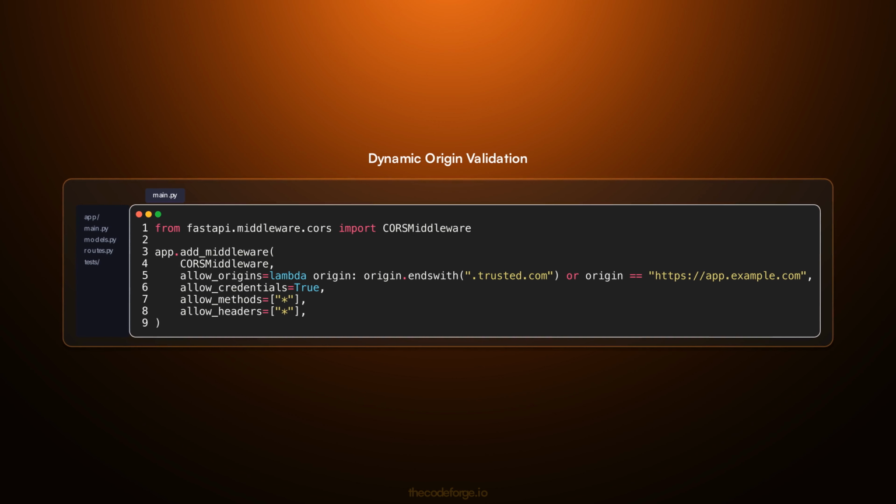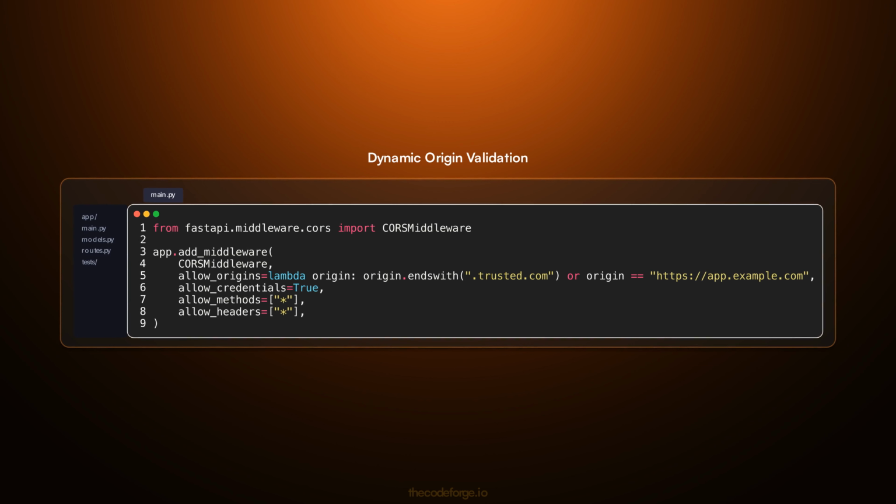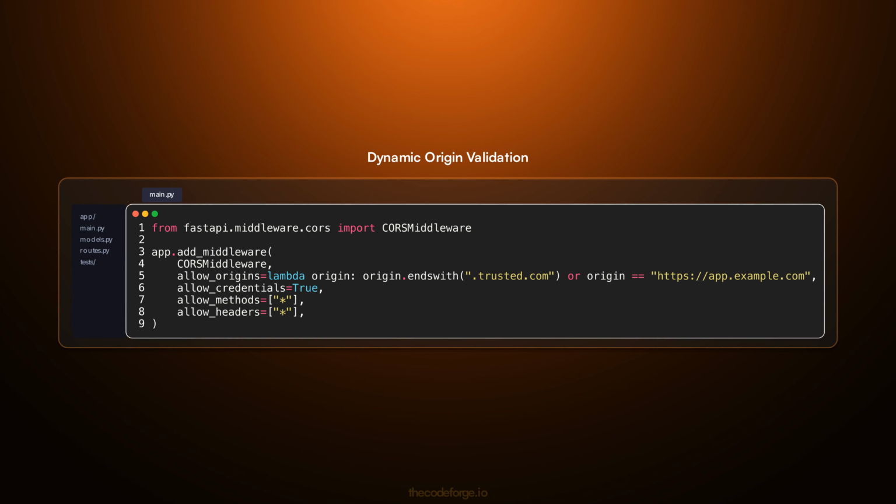When you need to allow origins dynamically, e.g., multi-tenant SaaS, pass a callable to allow origins. This function receives the origin and returns true if allowed. It runs per request and can check a database or config.